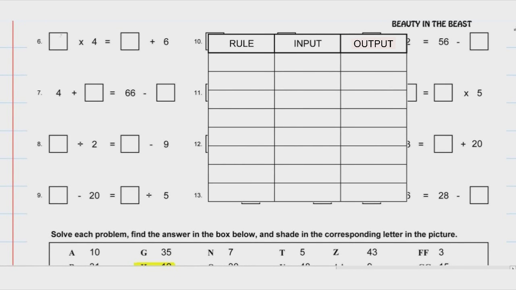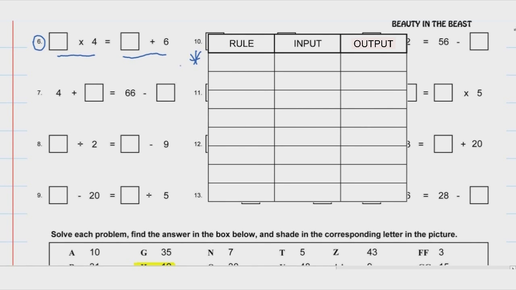Welcome back. You were supposed to do problems 6, 7, 8, and 9. So let's take a look at problem 6. Problem 6 says empty box times 4 equals an empty box plus 6. I've got my input-output chart over here on the right side to help us out.